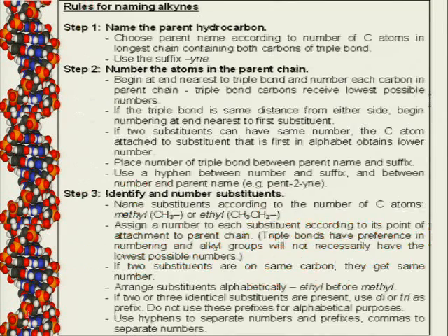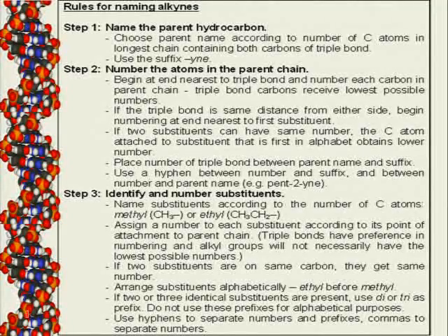All right? And then how do you name the alkyne? Just like the alkene, you choose the parent name, and this parent name must contain a triple bond in the long chain. So you check that in your long chain you've got a triple bond, and then the parent name will end with YNE.